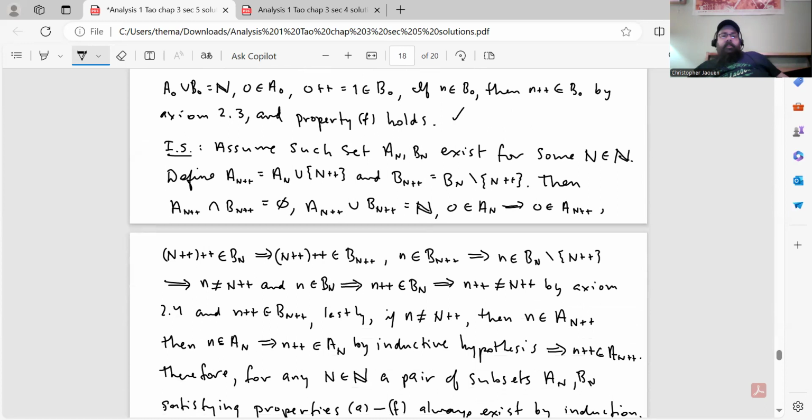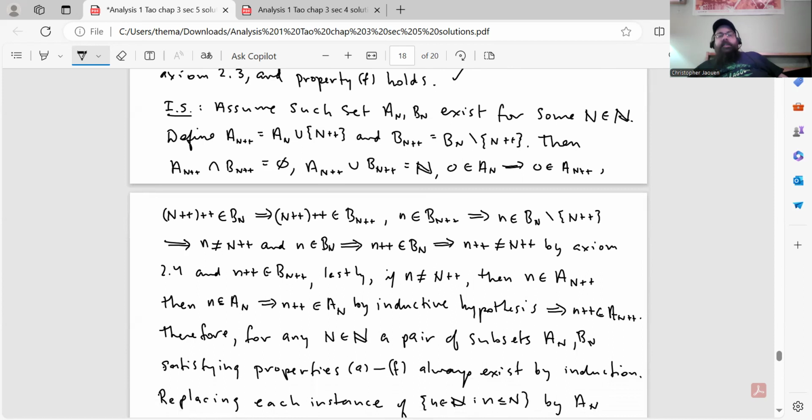The inductive step: assume such sets AN, BN exist for some capital N in the natural numbers, and define A sub the successor of capital N to be the union of A sub capital N with the singleton set containing the successor of capital N, and B sub the successor of capital N is B sub capital N minus the singleton set containing the successor of capital N. Then again, I'm just checking the properties here. The intersection is empty just by the definition, the way we define the sets.